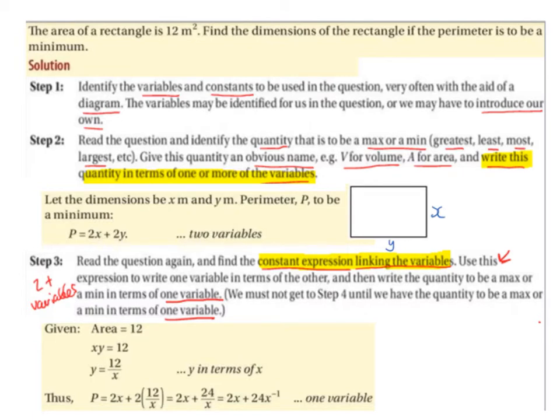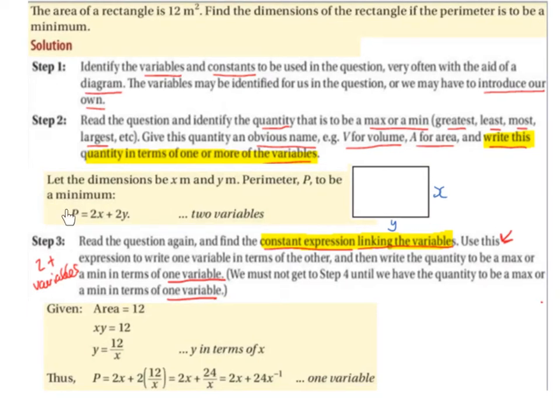So we know from the question, the area equals 12. The area is the length times the width, so x times y equals 12. And we want to write one variable in terms of the other. So we can say y equals 12 over x. So y is now written in terms of x. We could have obviously done it the other way around, x equals 12 over y. So we have written one variable in terms of the other, and then we write the quantity to be a max or min in terms of one variable.